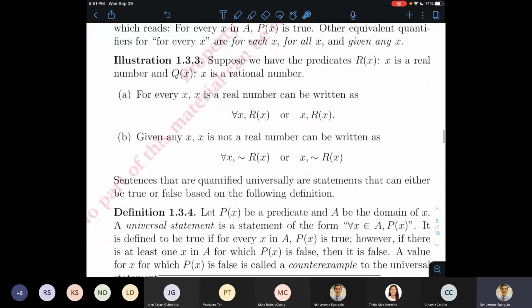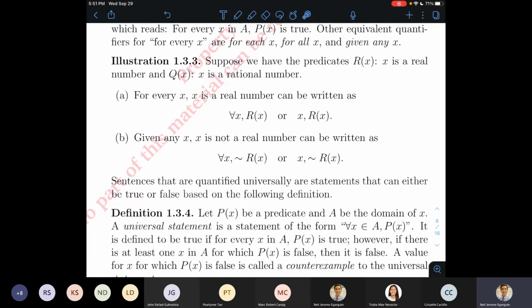Okay. Now an example is in example 3. Okay. So we have 2 predicates here. The first one is statement R about x, which will stand for x is a real number. And the statement Q about x is a rational number. Okay. So when you want to say for every x, x is a real number, so you simply write for all x, R of x. Okay. Or if you want to say that given any x, x is not a real number, so you can write it as for all x, not R of x, right?